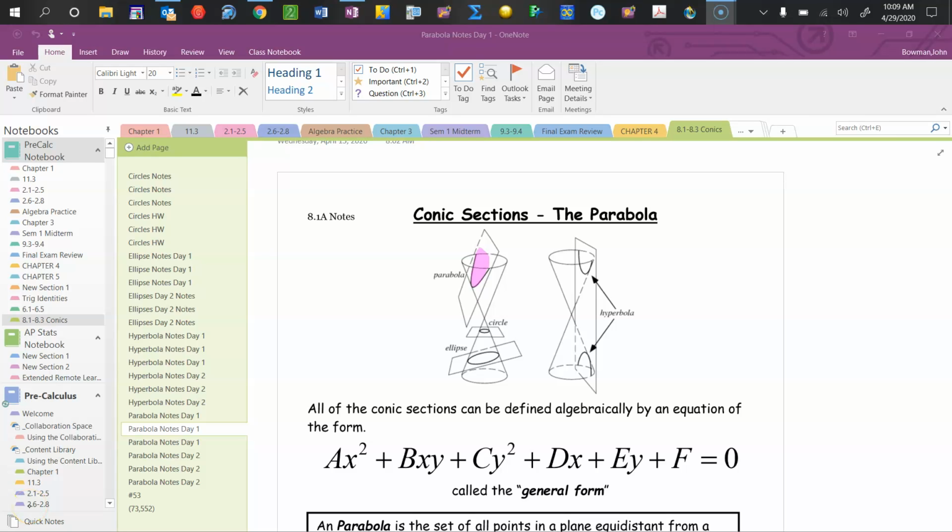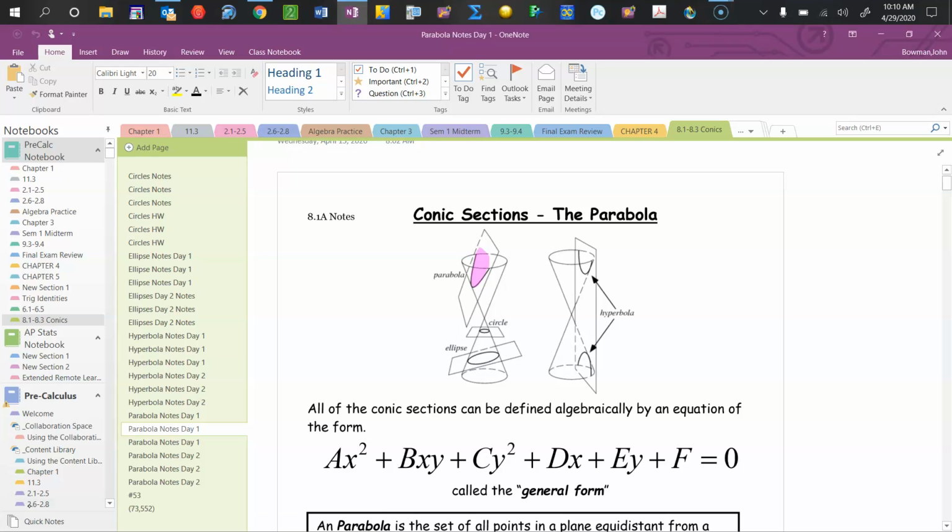Hello everyone. We are going to finish up our discussion of conic sections with the parabola, which actually brings us back to section 8.1 of our textbook. So just like the other conic sections, a section means a slice. And if you slice, as you can see in the picture, parallel to the slant height of a cone, the cross section that you will get is a parabola.